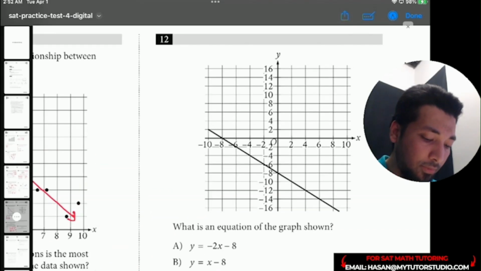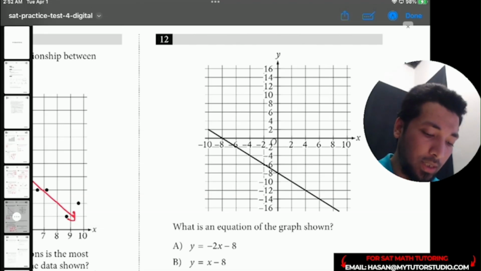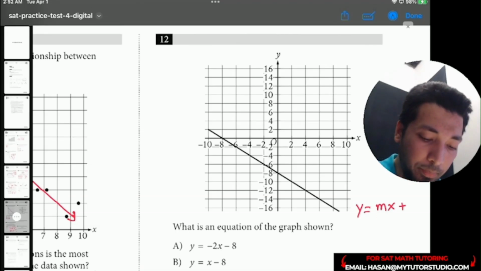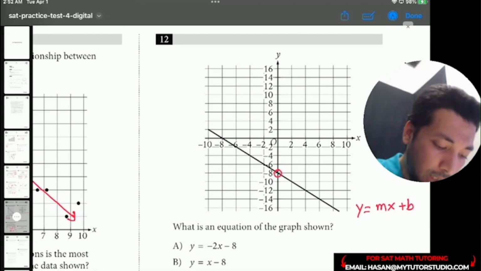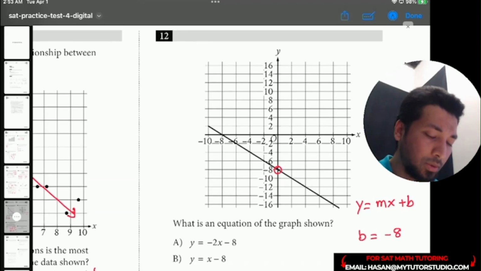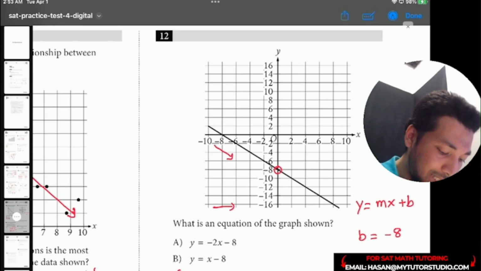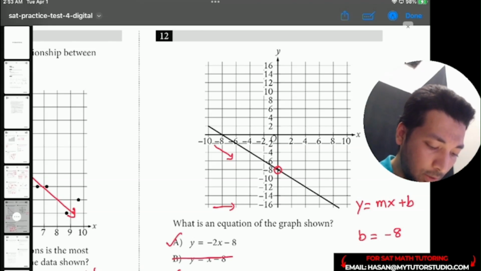What is an equation of the graph shown? So again, we see that the graph is a linear line. So this is y is equal to mx plus b. We see that the graph is touching the y-axis at -8. So our b is -8. So all of these options have a y-intercept of -8, but the graph is downward trending as we go to the right. So it has a negative slope. It can be option C or it can be option A. So it cannot be D or B. So now let's try to find the slope.